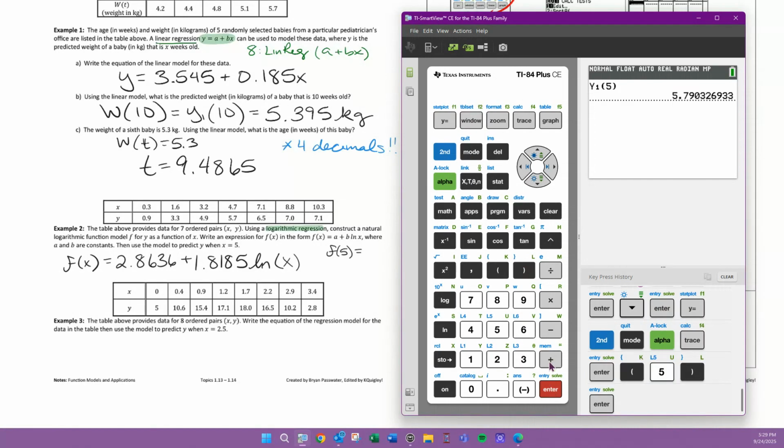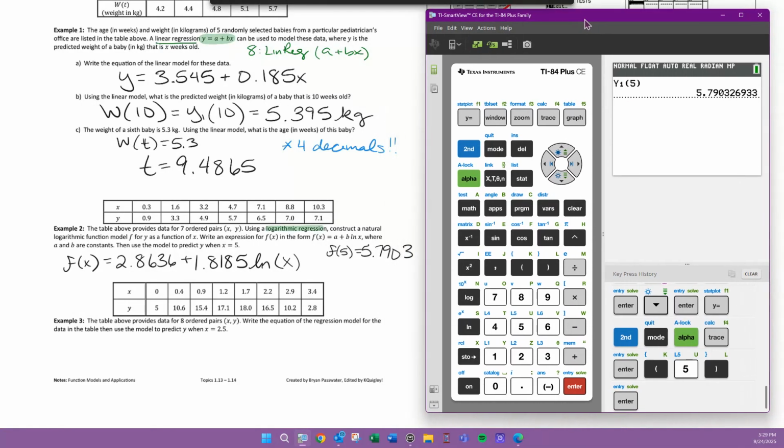So we go alpha, trace, enter, and we put the number 5 in there. And then boom, it's going to calculate for me the value at f of 5, which is 5.7903. Oh, I covered up the 3 with my calculator, sorry. 7903.